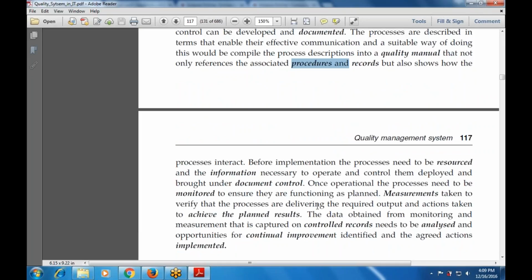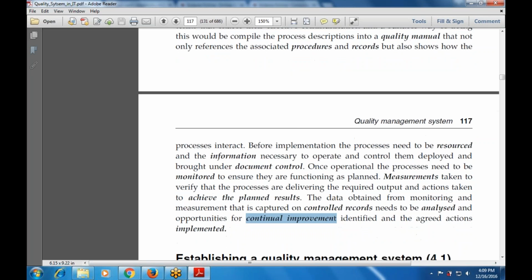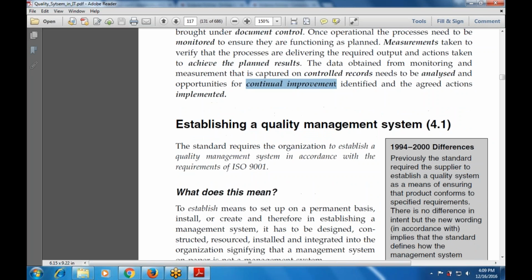Whatever data is obtained from monitoring and measurement is captured in the control records, and it needs to be analyzed. The opportunities for continual improvement are identified, and the agreed actions are implemented. Next is establishing a quality management system, that is, how to establish a quality management system.